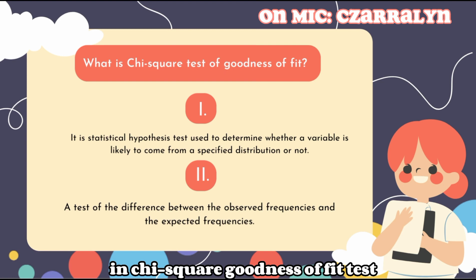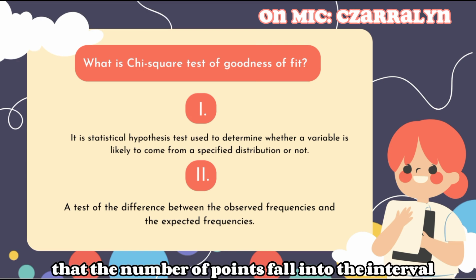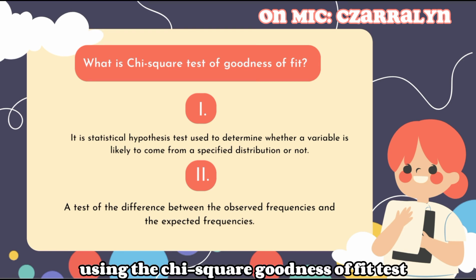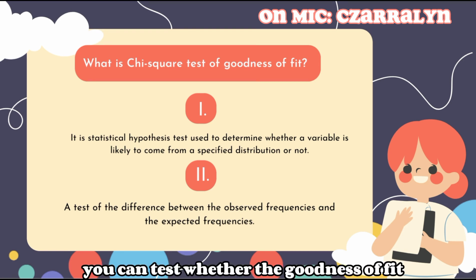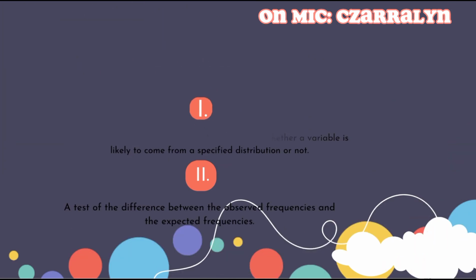In chi-square goodness of fit test, sample data is divided into intervals. Then the number of points that fall into each interval is compared with the expected number of points in each interval. Using the chi-square goodness of fit test, you can test whether the goodness of fit is good enough to conclude that the population follows the distribution.